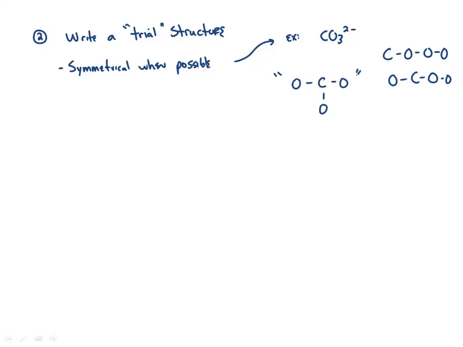Now, again, if you can't make a structure symmetrical, meaning there's just an odd number of atoms or something strange like that, then you can't have a symmetrical structure and you've got to come up with something else. We generally put the least electronegative element in the middle.